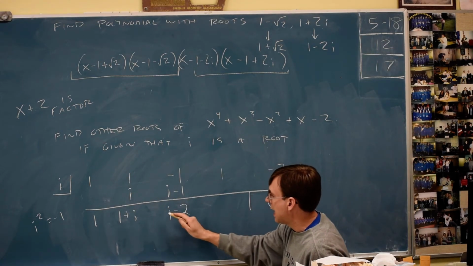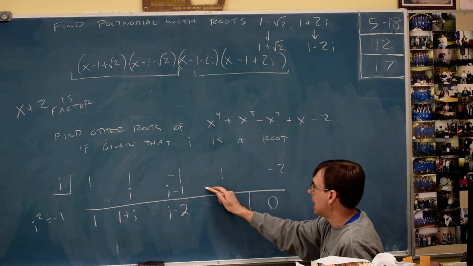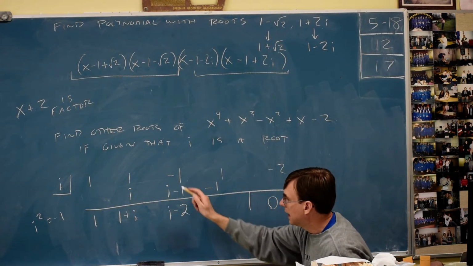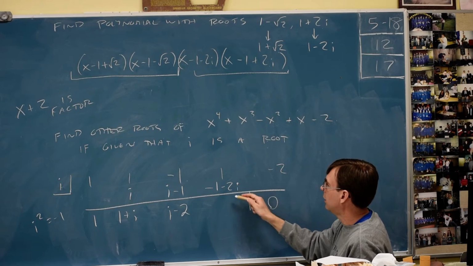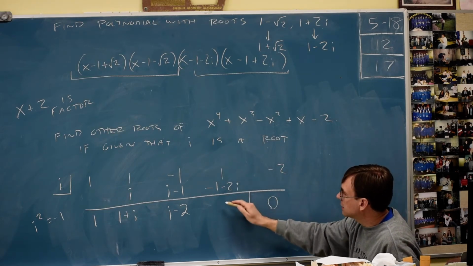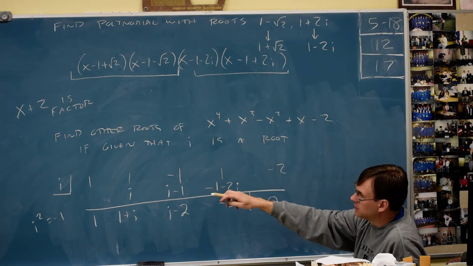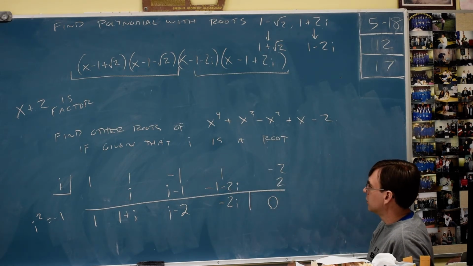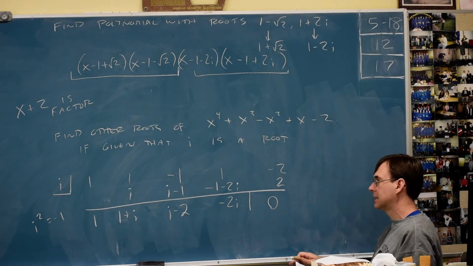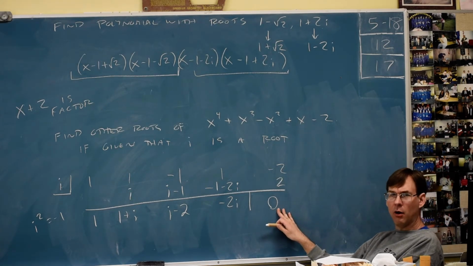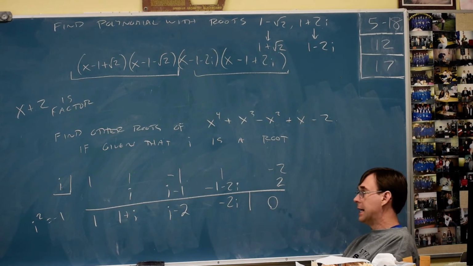This multiplies that. i times i is i squared. Negative 2 times that as well. Adding eliminates the 1s to get negative 2i. Negative 2i times that is negative 2i squared, which is positive 2. Adding does get the 0 because I got a 0. I know I'm good. If I didn't get a 0, I would have redone it. I had to get 0 here.